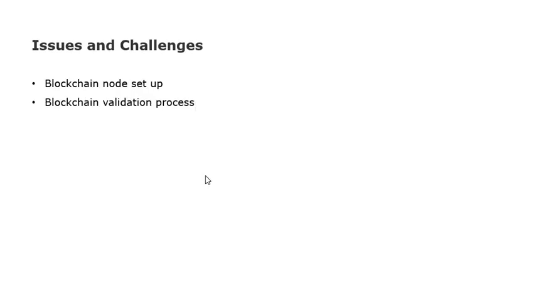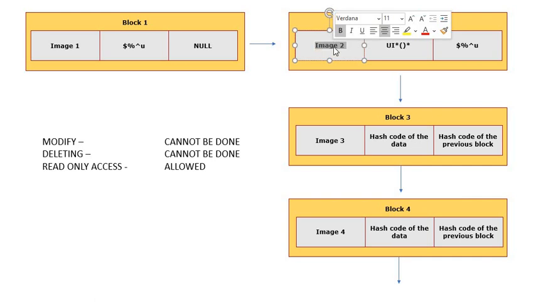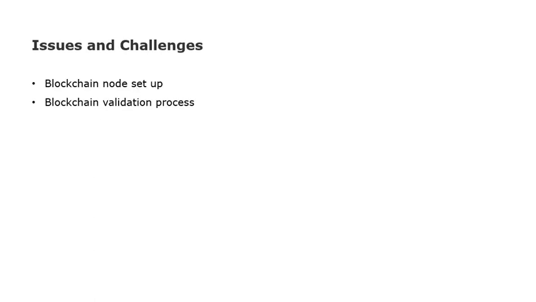And the second thing is the validation process. We need to implement a blockchain validation process in such a way that for any change to the data, the checksum validation should automatically fail, and it should inform that the blockchain has been corrupted. So that's the second challenge we need to overcome.